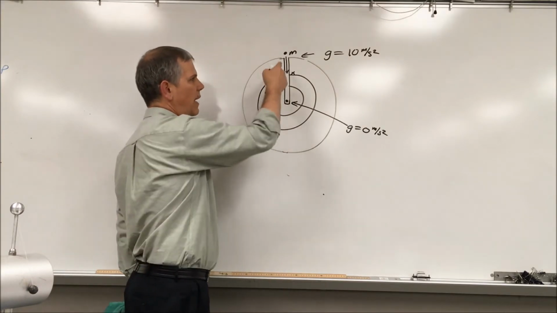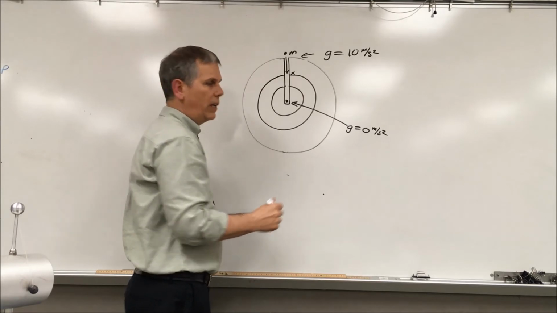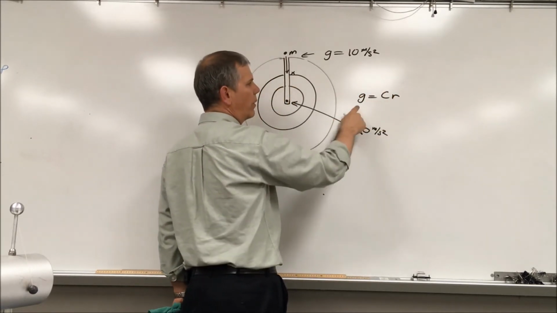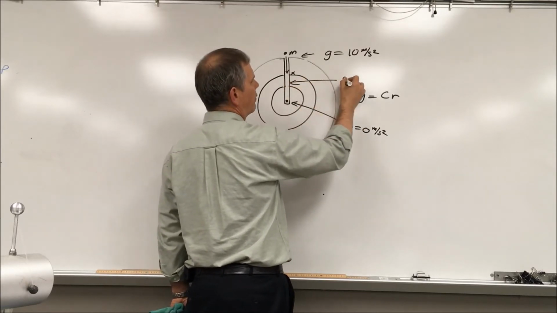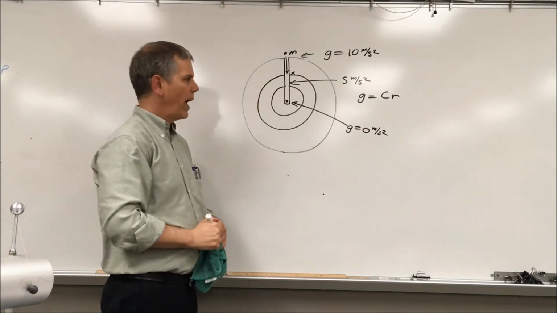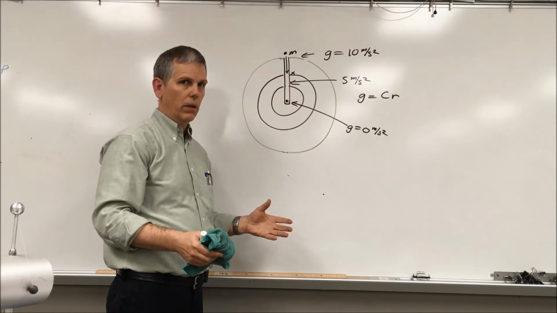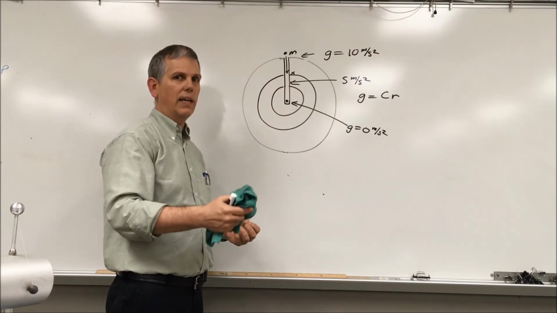It would get less and less and less. And as we proved, it was equal to some constant times r, in other words, half the r would be half the gravity. If we're halfway down, then this would be 5 meters per second squared. Just because the gravity is decreasing doesn't mean it's slowing down. It's still being pulled down. It's just being pulled less and less.